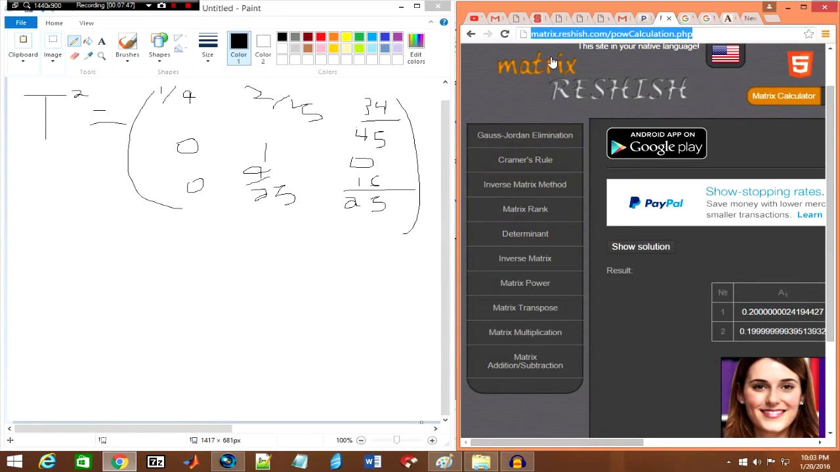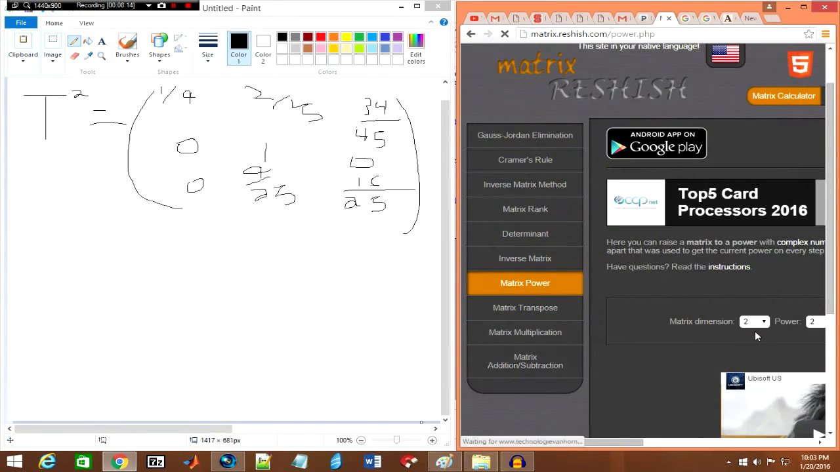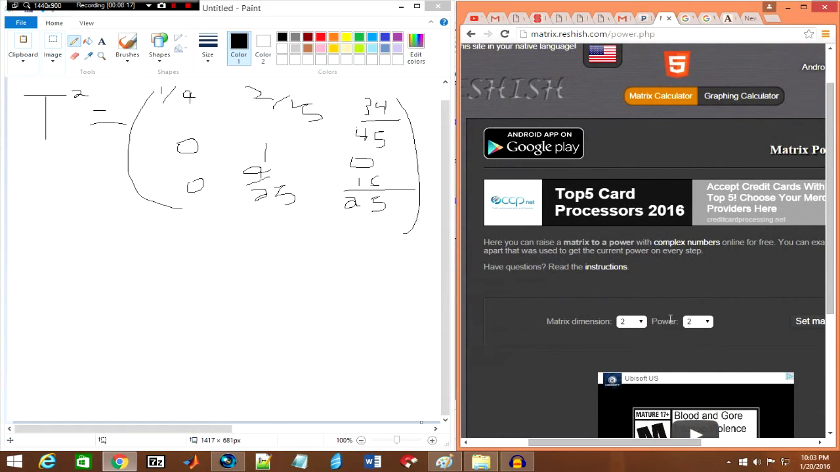So just go ahead and it's matrix.reshish.com. You don't have to do the slash part. I mean, if you still can't find it, just Google it. It'll be there. Okay, so anyways, I used matrix.reshish.com to calculate t squared. I mean, t to the 20th power, which I can actually do that right now for y'all.